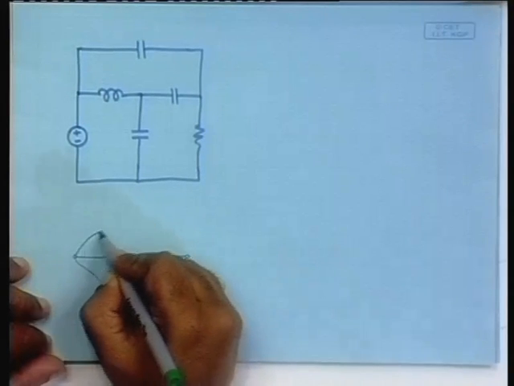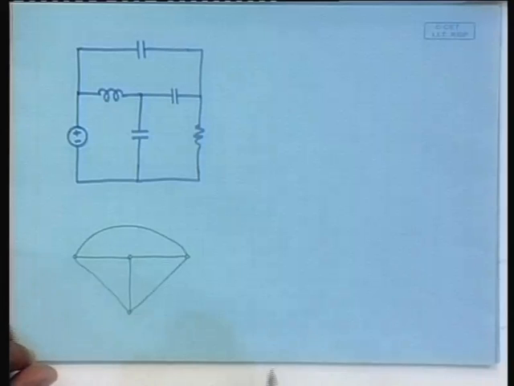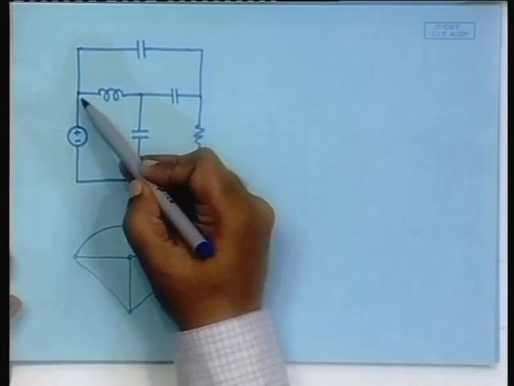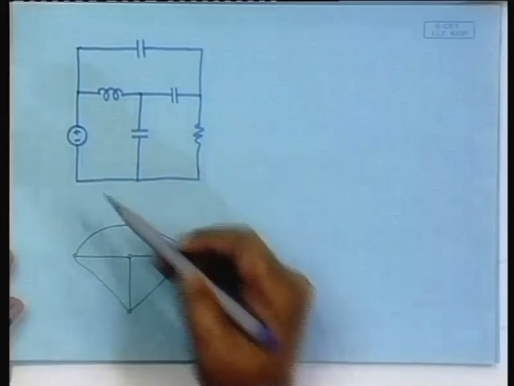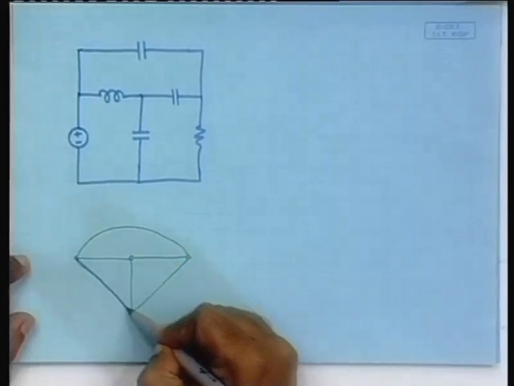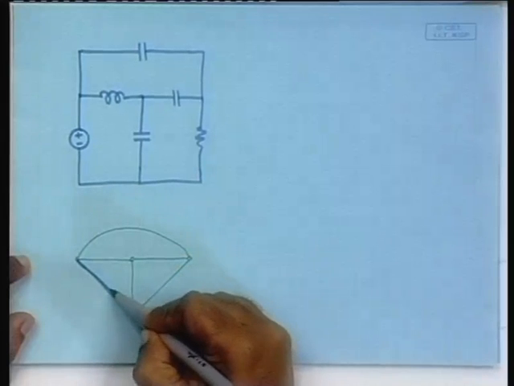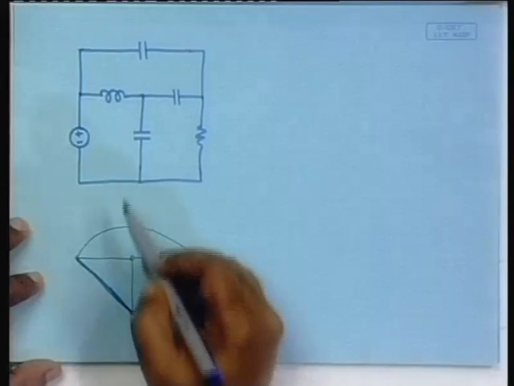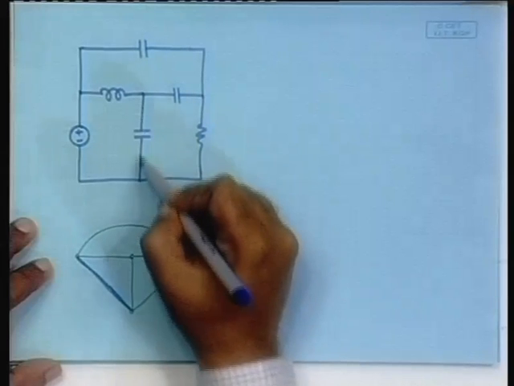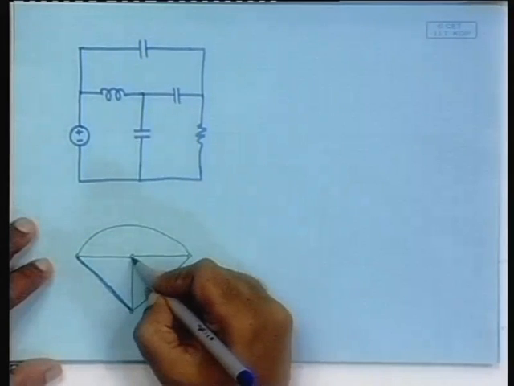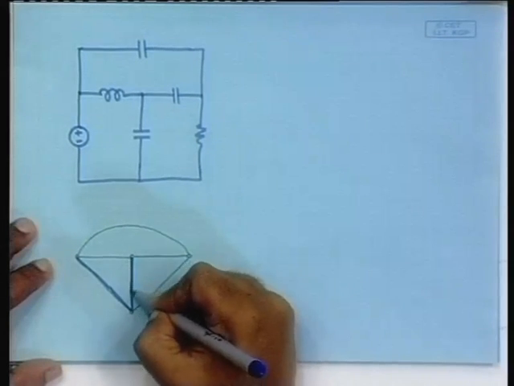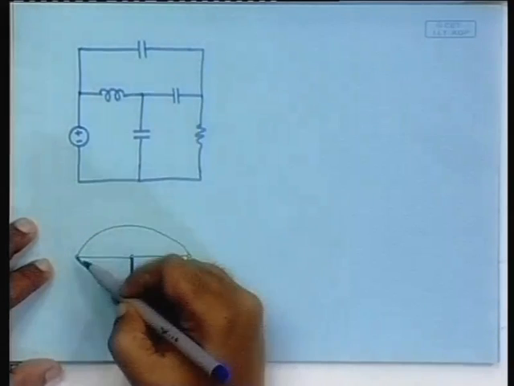And then we will join my thick lines as we identify the standard tree. Let us go ahead to identify the standard tree. Now, when we start, the starting point should be the branch that contains the voltage source. So, this is done, included. It should include then the maximum number of capacitors.